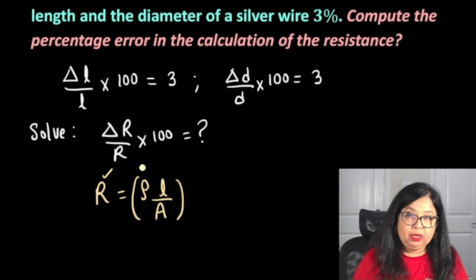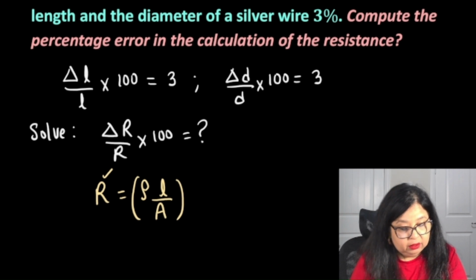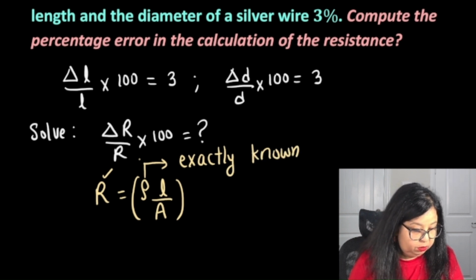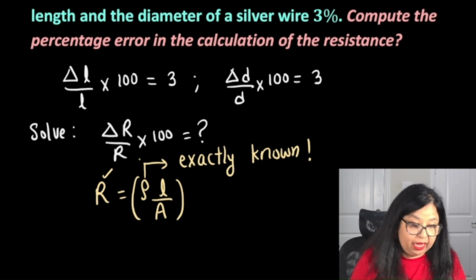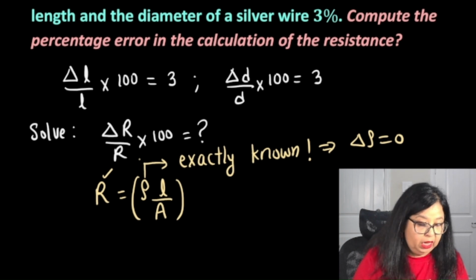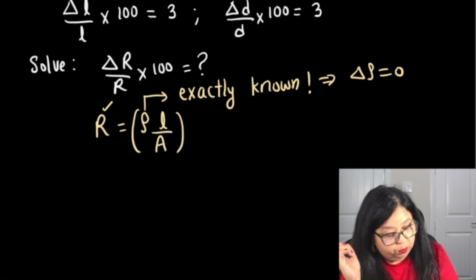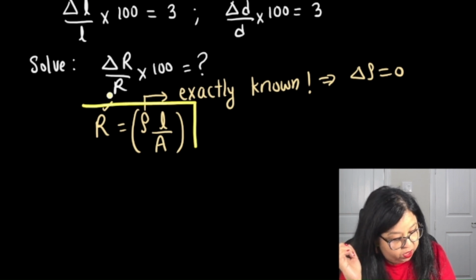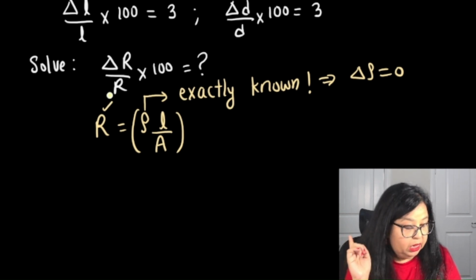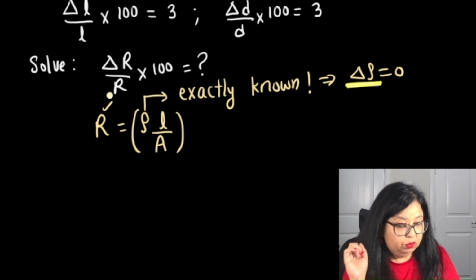Given temperature, the resistivity is a constant. We are going to assume that its value is exactly known at a given temperature. When its value is exactly known, this implies delta rho is equal to 0. And when we apply the rule of propagation of error to this formula, R equals rho times L over A, we are going to use that delta rho is equal to 0.